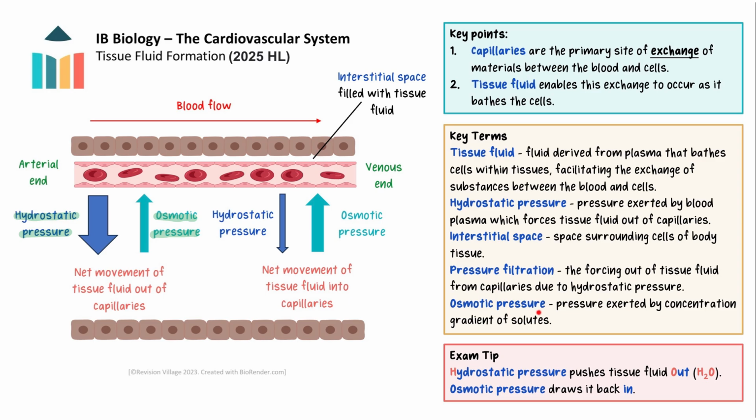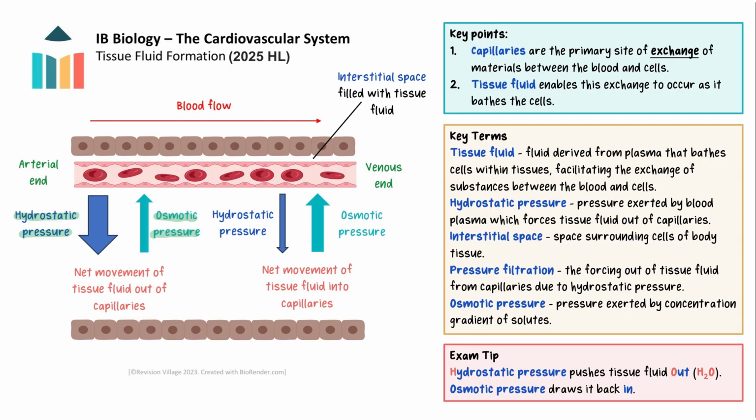As fluid moves out of the capillaries, another force called osmotic pressure comes into play. Osmotic pressure is due to the presence of plasma proteins, especially albumin, in the blood. These proteins exert osmotic pressure, pulling water back into the capillaries to maintain osmotic balance. As the blood flows along the capillaries from the arterial end to the venous end, there is a progressive loss of water and so an increase in solute concentration. This increases the osmotic pressure. At the same time, the hydrostatic pressure is decreasing.